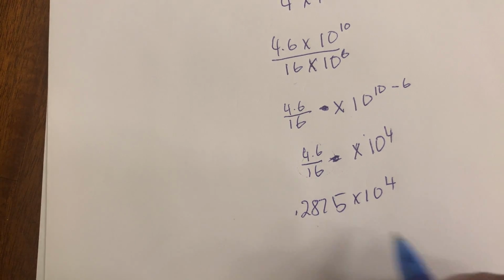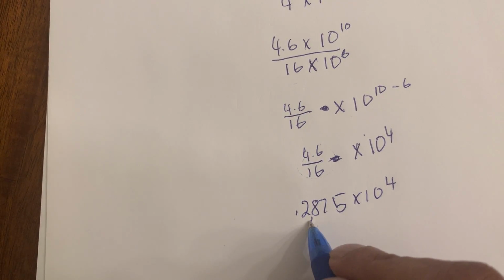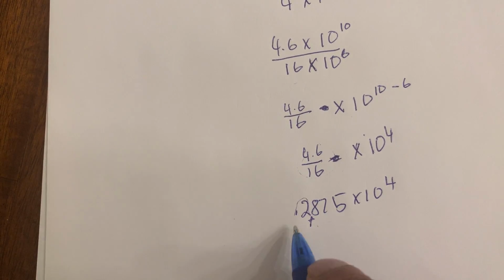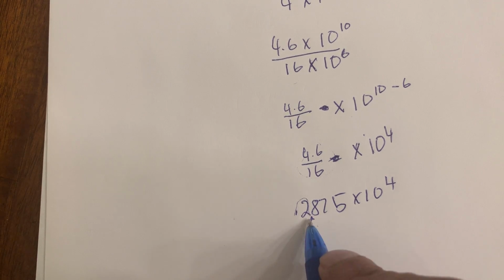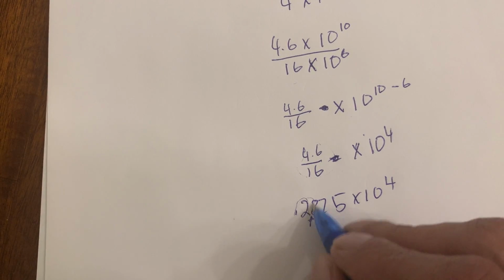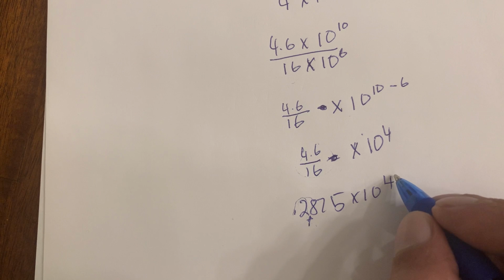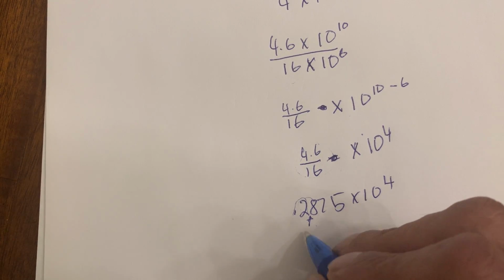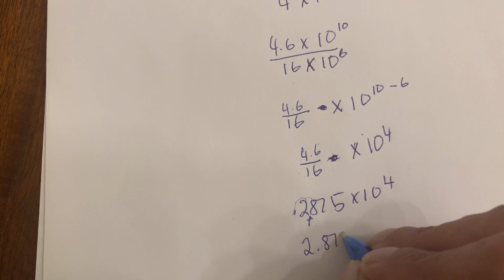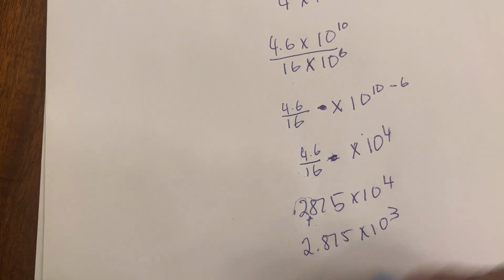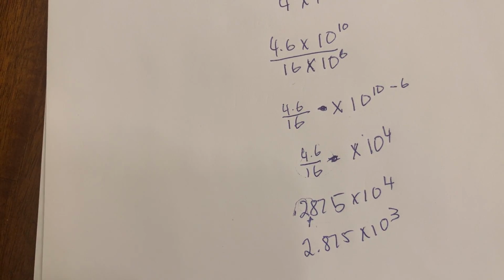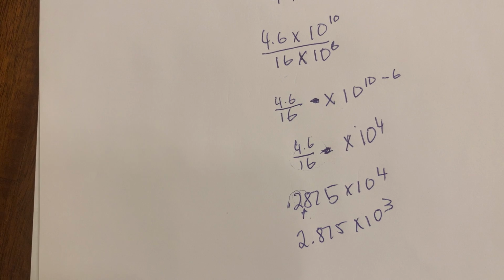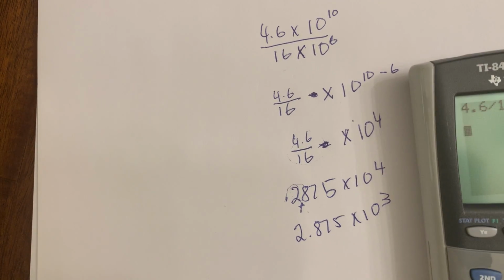And of course, now if I want to make this into scientific notation, where should my decimal be? That's right, right over there. It means I got to make this bigger or smaller. I hope you said bigger. If I make that bigger, I'm going to make that guy smaller. So I'm going to make this 2.875 times 10 to the 3. And we're done.